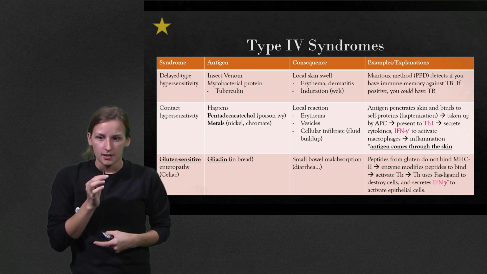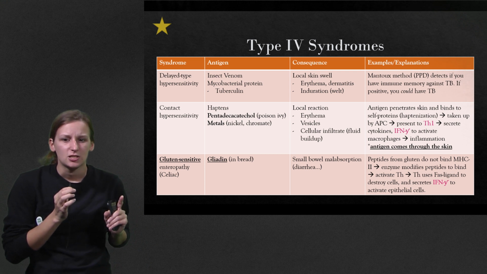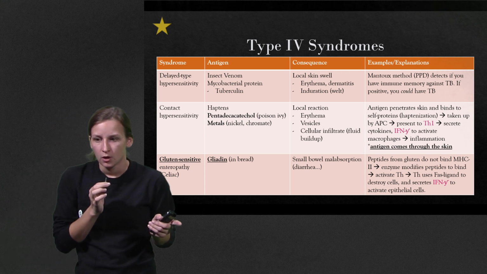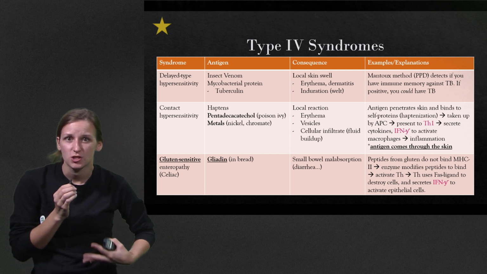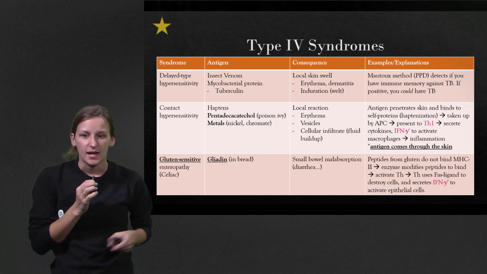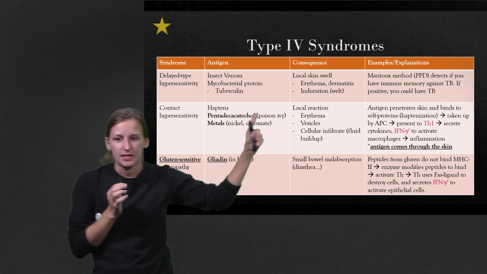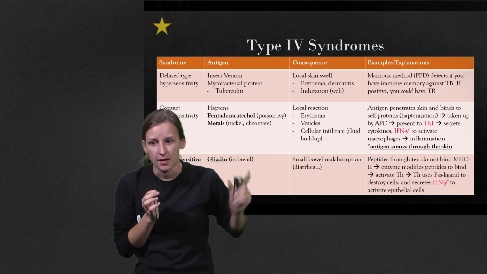And then the only other thing I wanted to point out here is that with contact hypersensitivity, the antigen can come through the skin, whereas gluten sensitivity is more of that ingested reaction. I just bolded and put in red some things that are important to associate, like IFN gamma and TH1 are more important in contact sensitivity.